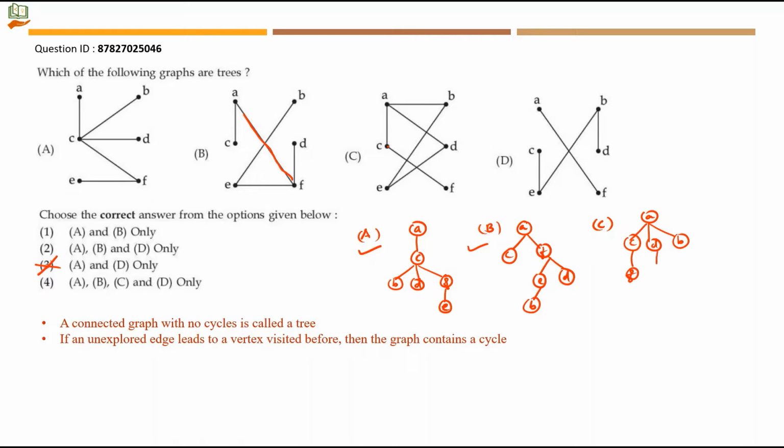From D we have E. From E we have B. And from A we have B. So if you take this particular part, this makes a cycle. So they say a connected graph with no cycles. So in this case there is a cycle. So C is not a tree. C option has to be excluded. So this fourth option is also wrong.